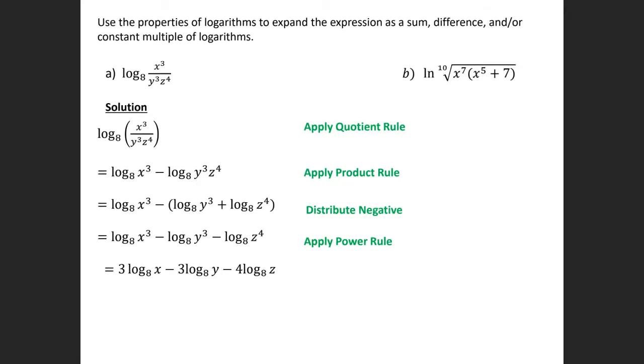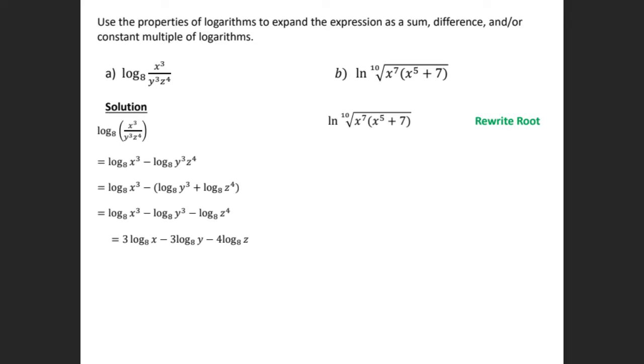So anything that has an exponent, we're going to multiply it to the log. So we're going to get 3 times the log base 8 of x minus 3 times the log base 8 of y minus 4 times the log base 8 of z. Okay, let's look at B.